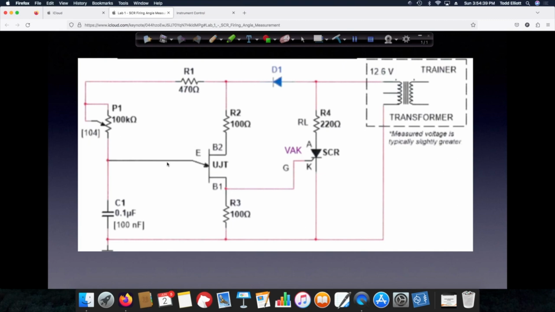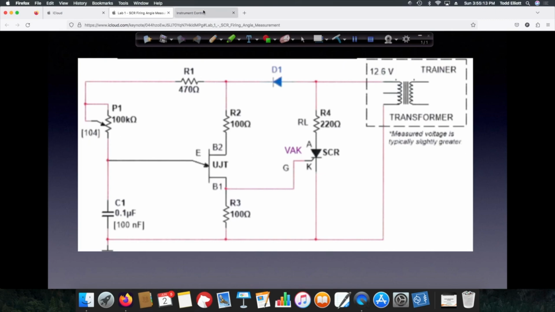As we increase the resistance of P1, we will slow down the time it takes to charge the capacitor. The emitter voltage on the UJT will take longer to reach that critical peak point voltage, and therefore it waits a little bit longer later in the cycle to build up sufficiently to trigger the UJT to generate the gate pulse to trigger the SCR. Therefore, the average load power will be reduced because the SCR is not closed, conducting, for as long a period of time.